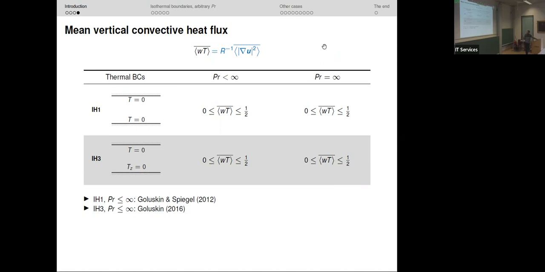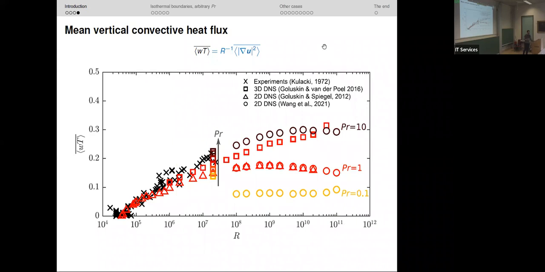The 0 lower bound corresponds to the conductive state where there is no flow, so W is equal to 0, and so they are sharp. But this upper bound of 1/2 is essentially telling us that all of the energy gets transported by convection. And so it's not very interesting. And in particular, these bounds do not correspond to what one sees in simulation.